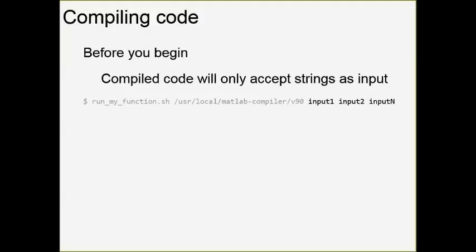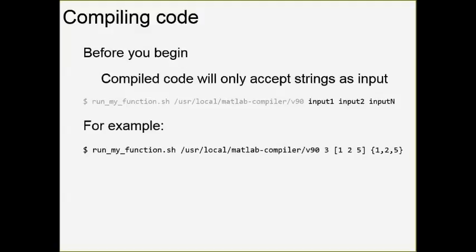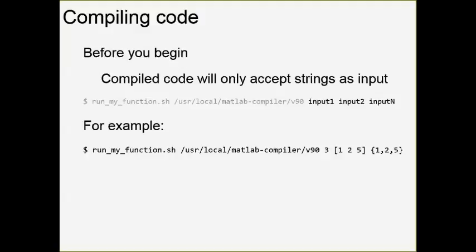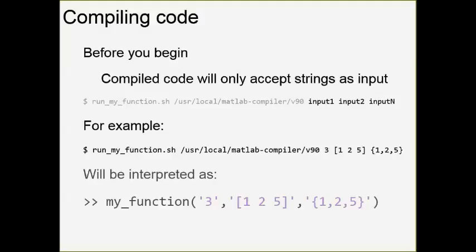Well, let's say you've got input 1, input 2, and then all the way up to input n. Let's give it a concrete example. Let's say my first input is going to be a 3. My second is going to be a vector of 1, 2, and 5. My third one is going to be a cell array. So this isn't even going to work because there's white space in there. But let's just pretend for a second that did work and it didn't throw some weird error. Once you actually get into MATLAB, this is what MATLAB is going to think that you just did. It's going to say you called my function with a char, 3, and with a couple of strings, one of them having some white space and some square brackets, and another one having some commas.